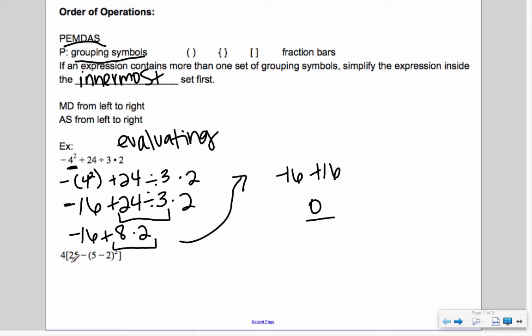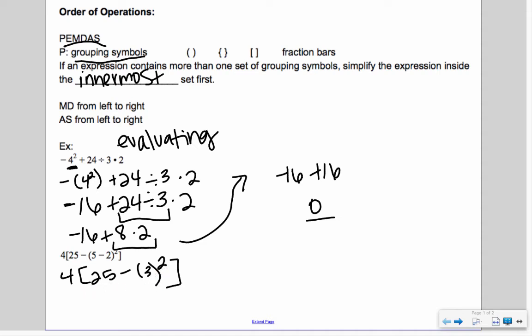It says 4 bracket 25 minus parentheses 5 minus 2 parentheses squared bracket. All right, so we need to start on the inside. So we're going to keep our bracket, not mess with that yet. So what is 5 minus 2? 5 minus 2 is 3. I'm going to keep it in parentheses for right now. I have to square that. Within this bracket, we need to follow order of operations also. So that means I need to square this first.